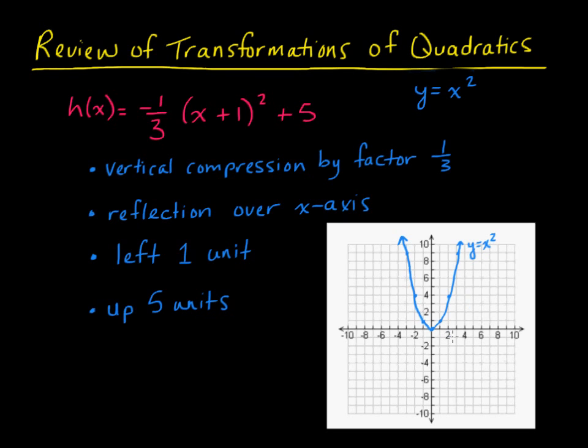Once again, we're going to make sure that we plot the parent function first, label the x and y axis, and then we're going to start on our transformations. So first we're going to start with a vertical compression by a factor of 1/3, and that means we're going to multiply each of the y values by 1/3. If we start with the point at the origin (0, 0), the y value is 0, we multiply by 1/3, we still get 0.